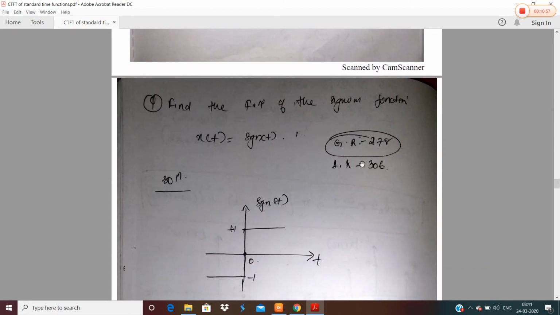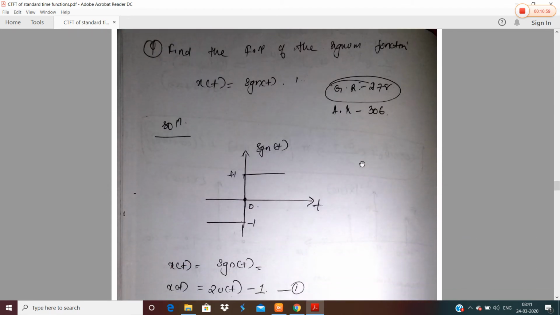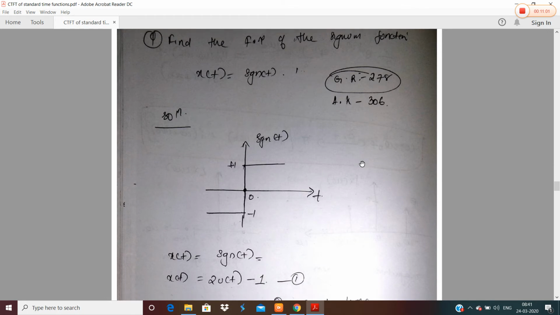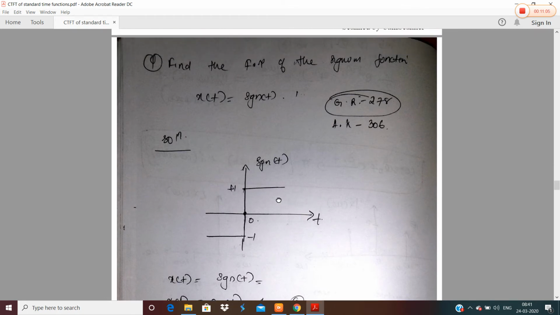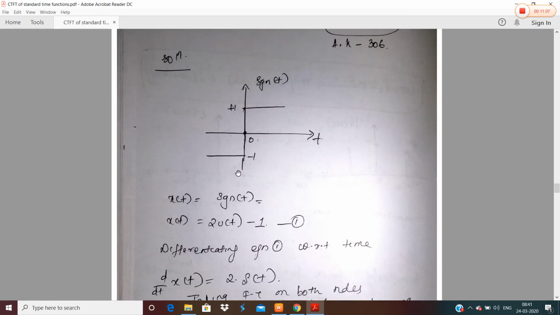In the next section we have the Fourier transform of the signum function. The signum function has the value of plus 1 for t greater than 0 and minus 1 for t less than 0. So this can be depicted as 2 into u of t minus 1. It is a general form. Just imagine u of t. U of t has the value 1 from 0 to infinity, and the signum function has the value 1 from 0 to infinity too.